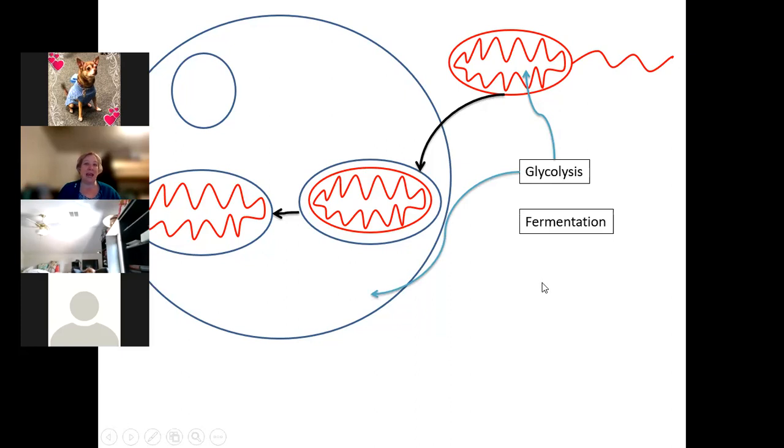Then with fermentation, okay? So in our muscle cells, in yeast, in lactic acid producing bacteria, fermentation happens in the cytoplasm, okay? So those pyruvates that are formed, they hang out here if there's no oxygen, okay? And they become fermentation products, okay? Like we're talking yeast, CO2 and ethanol. We're talking lactic acid bacteria, lactic acid, okay?